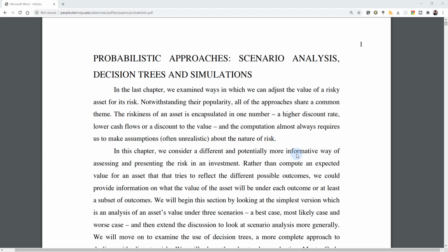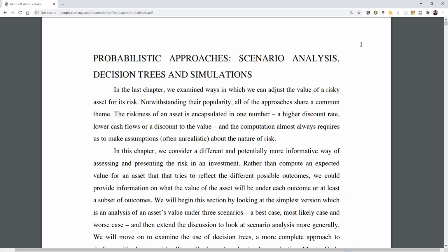In this video, we are going to look at a paper by Damodaran, which is also one of the required readings in the CFA Level 2 syllabus for quantitative methods. The title of this paper is Probabilistic Approaches, Scenario Analysis, Decision Trees, and Simulations. I would only like to highlight one part of it, which is on how simulation is done based on the example highlighted in this paper.